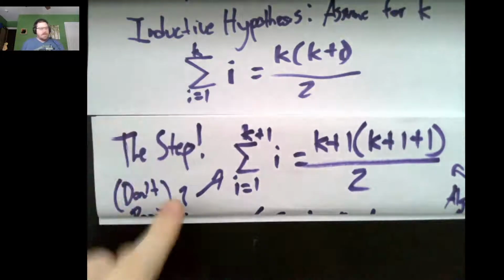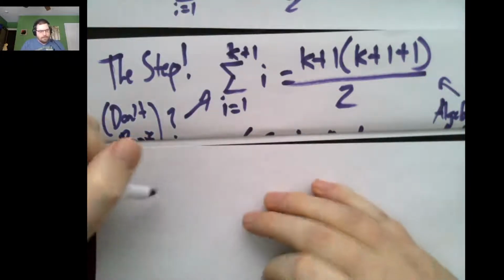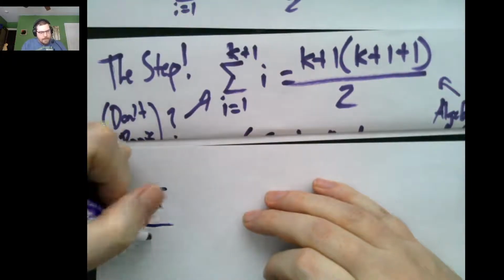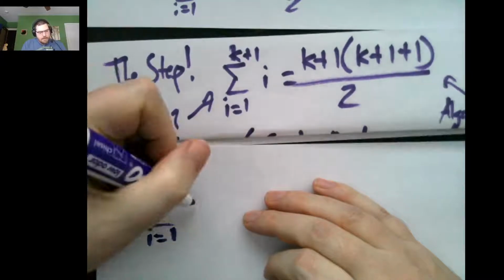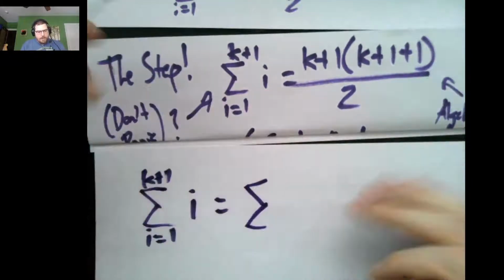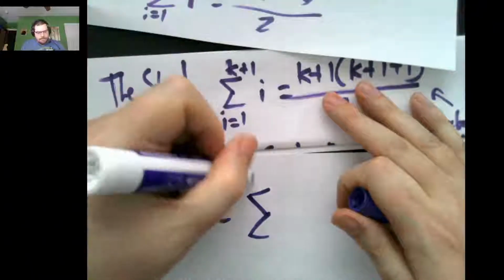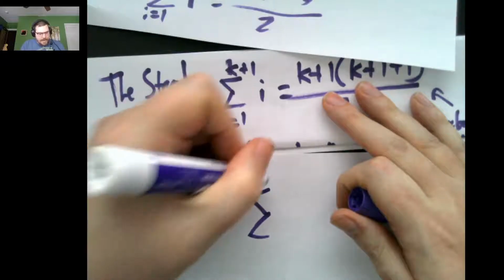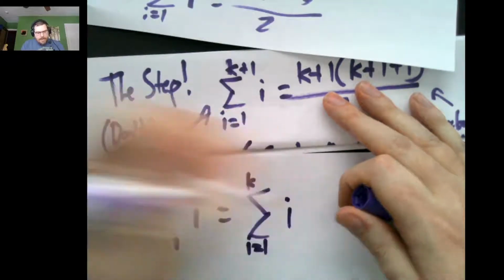Excellent. So we have this, and what we're going to try and do is say the sum from i equals 1 to k plus 1 of i is equal to the left-hand side of the inductive hypothesis, because that's what we want to get. We're trying to get to the sum from i equals 1 to k of i. And what?